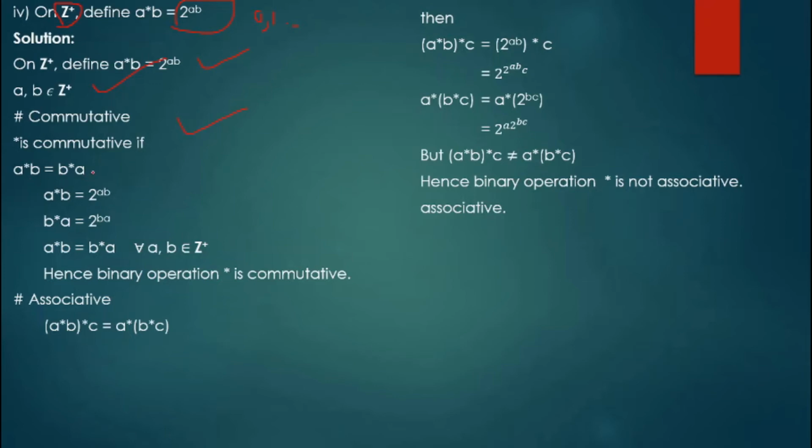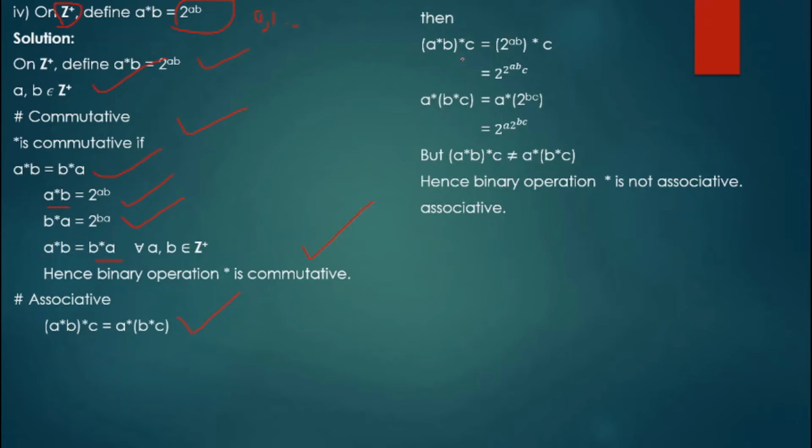A star B is 2 raised to AB, and B star A is 2 raised to BA. If you substitute the values, obviously they will be equal. So A star B equals B star A for all A, B belonging to Z plus, hence the binary operation star is commutative. Now we check for associativity. We take the LHS.